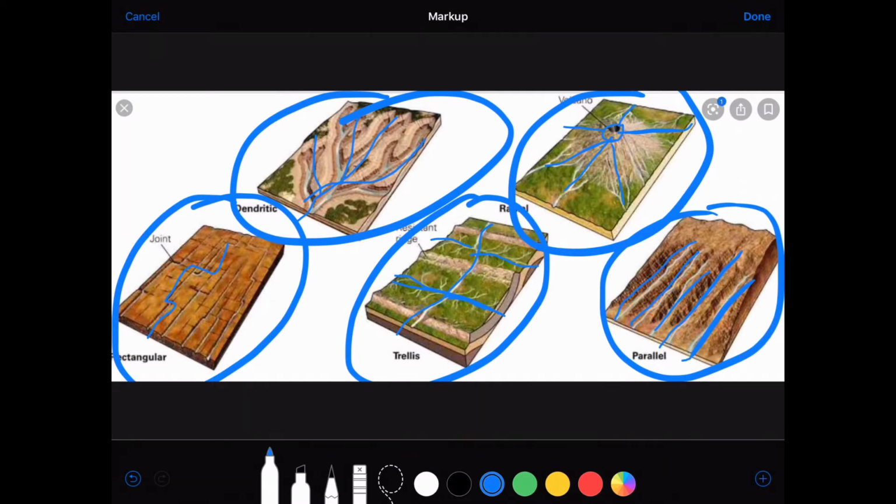One more pattern not shown in this picture is called centripetal. It is the same as a radial pattern, but instead of forming from the mountain region, there will be a lake or some water body which is at an elevated level. From there water flows in all directions. That is called centripetal. So these are the different patterns of our drainage system.